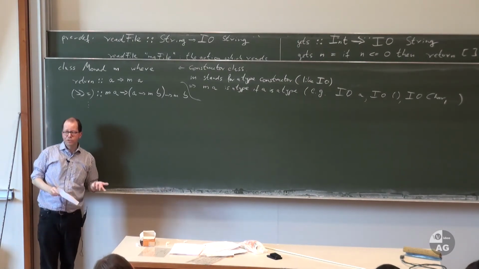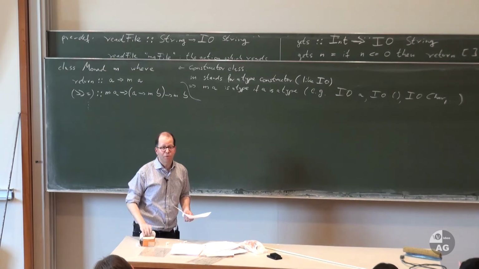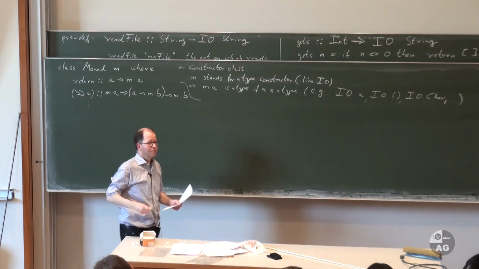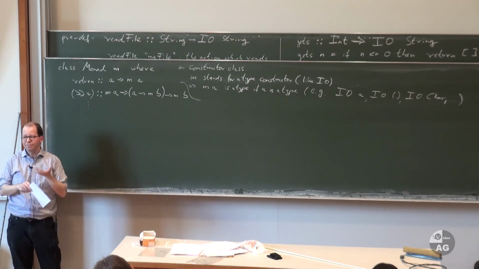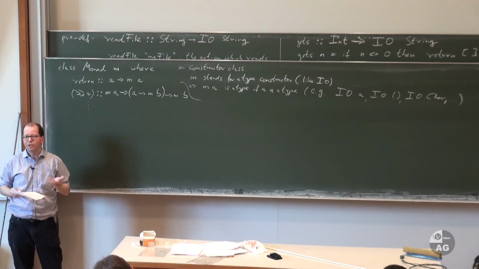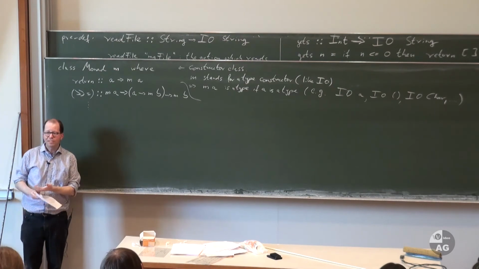And so whenever you want to declare that your type constructor is also a monad, then you have to make sure that these functions exist, and you have to implement these functions. And of course, you can implement them in any way you like. And so your function return and your function bind can do strange things.